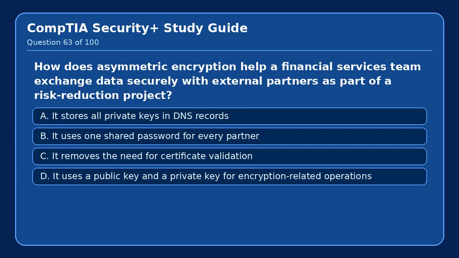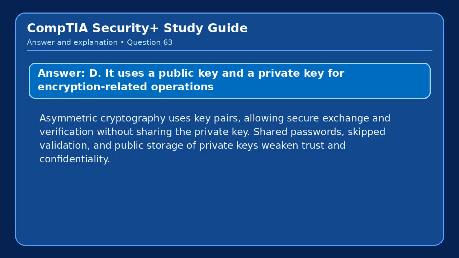Question 65. Why is a unique salt added before hashing passwords for a data analytics unit's account database during a service reliability review? A. It replaces the need for MFA. B. It turns a hash into reversible encryption. C. It allows administrators to recover forgotten passwords. D. It prevents identical passwords from producing identical stored hashes.